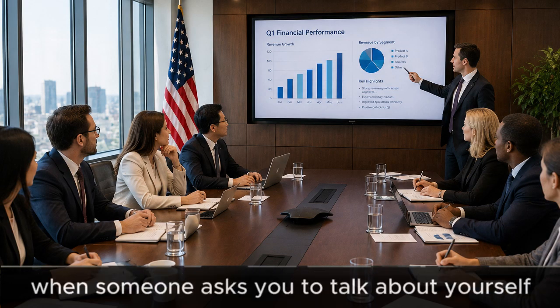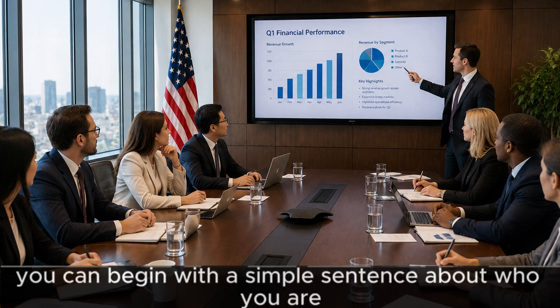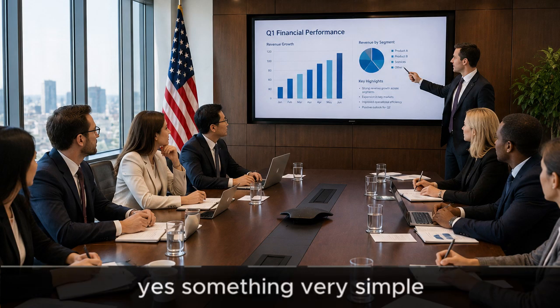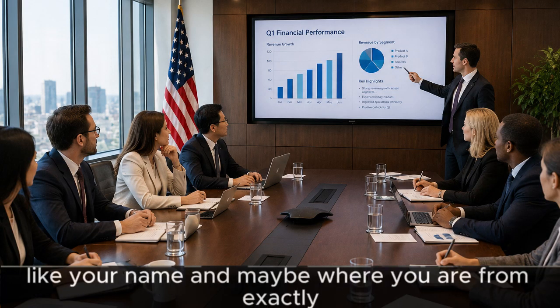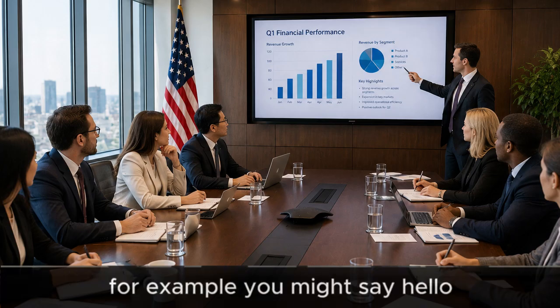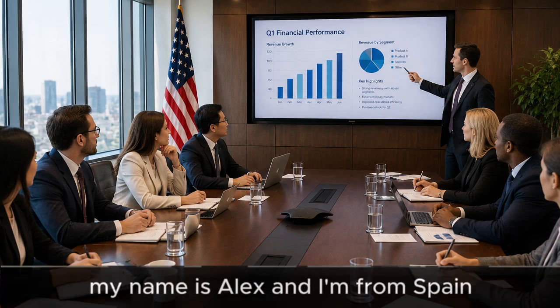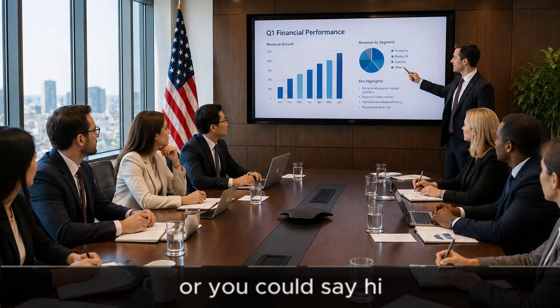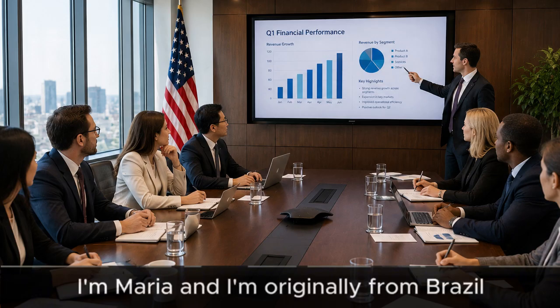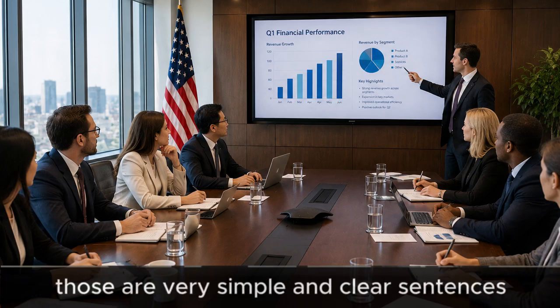When someone asks you to talk about yourself, you can begin with a simple sentence about who you are. Yes, something very simple, like your name and maybe where you are from. Exactly. For example, you might say, "Hello, my name is Alex and I'm from Spain." Or you could say, "Hi, I'm Maria and I'm originally from Brazil." Those are very simple and clear sentences.